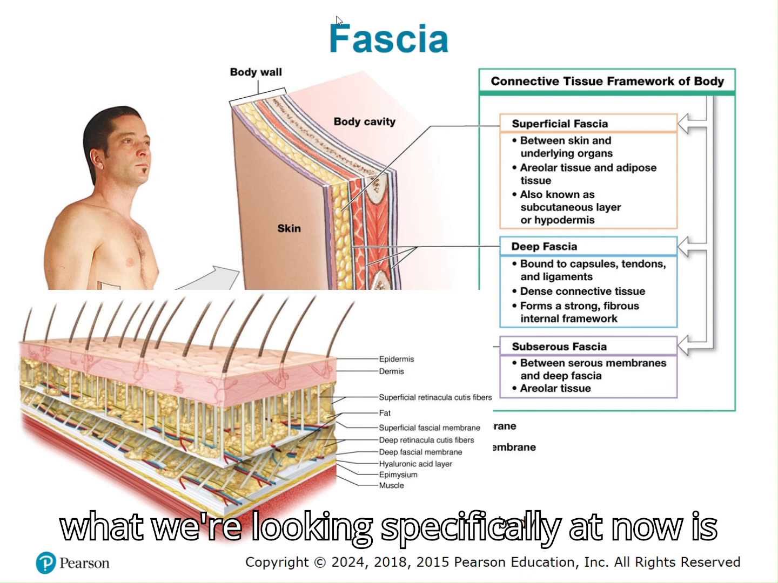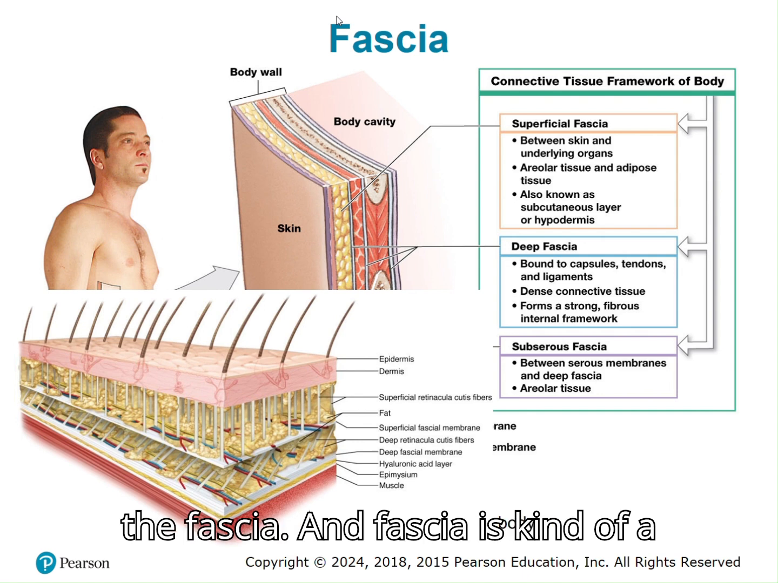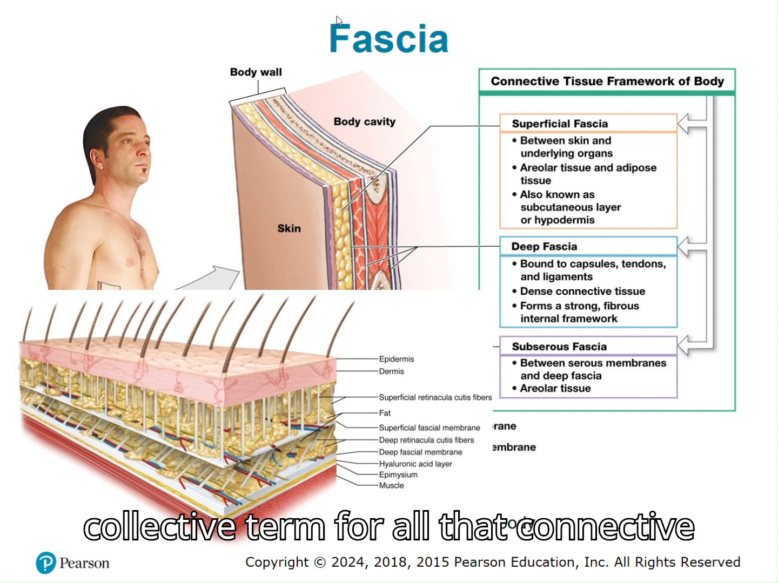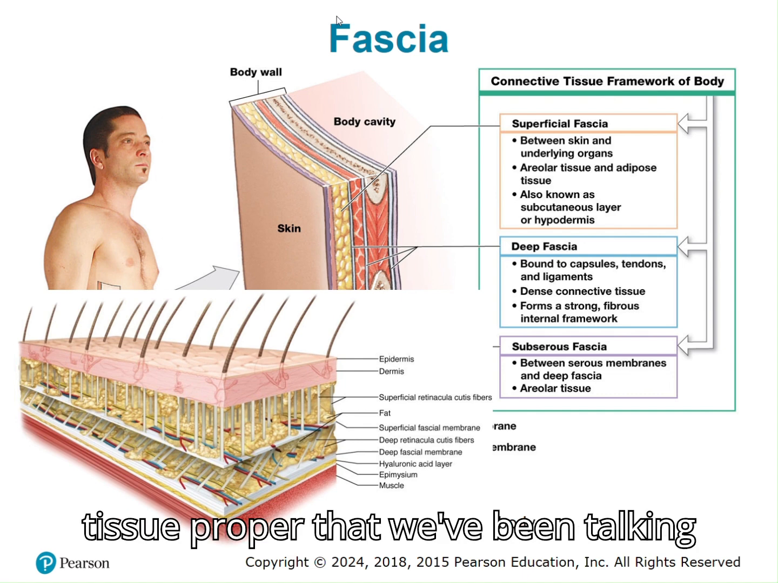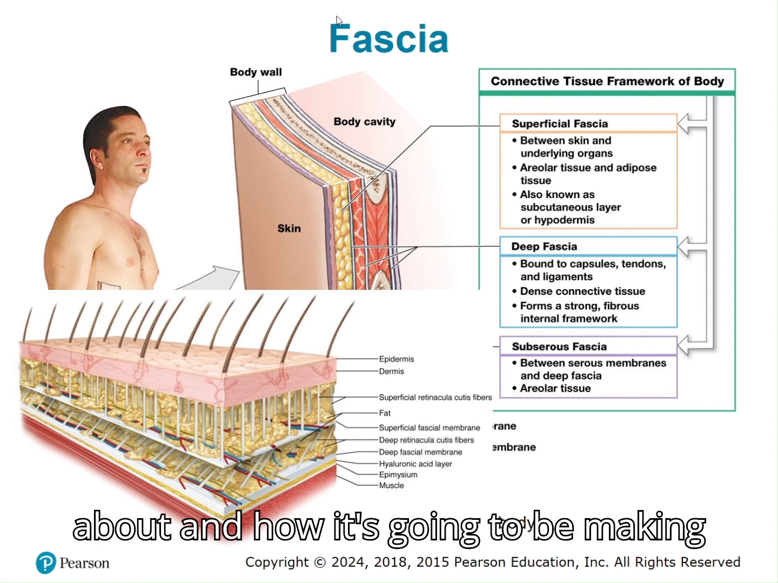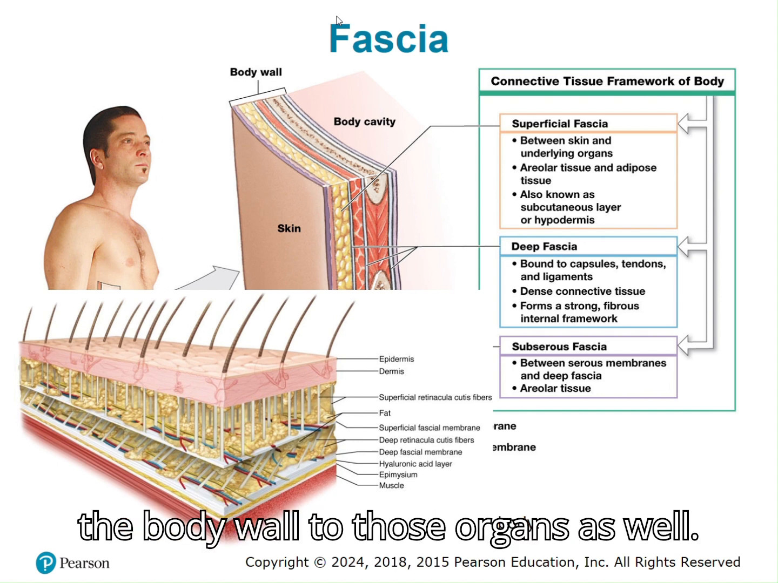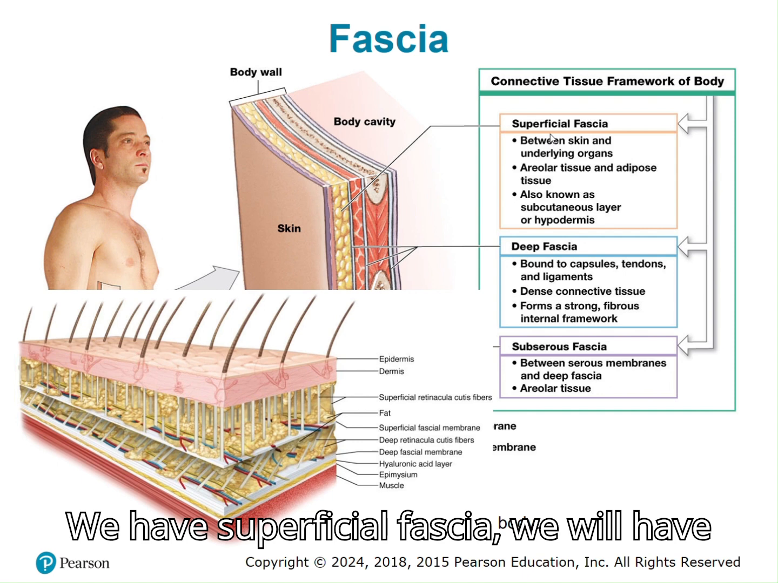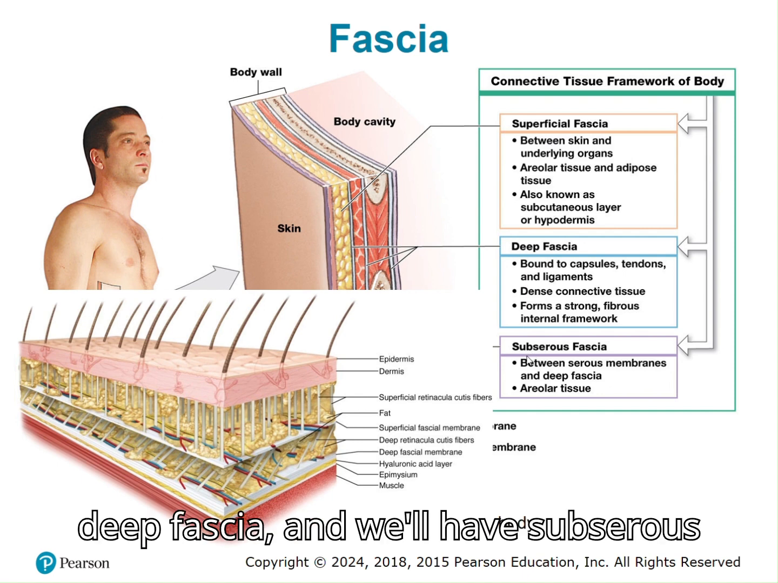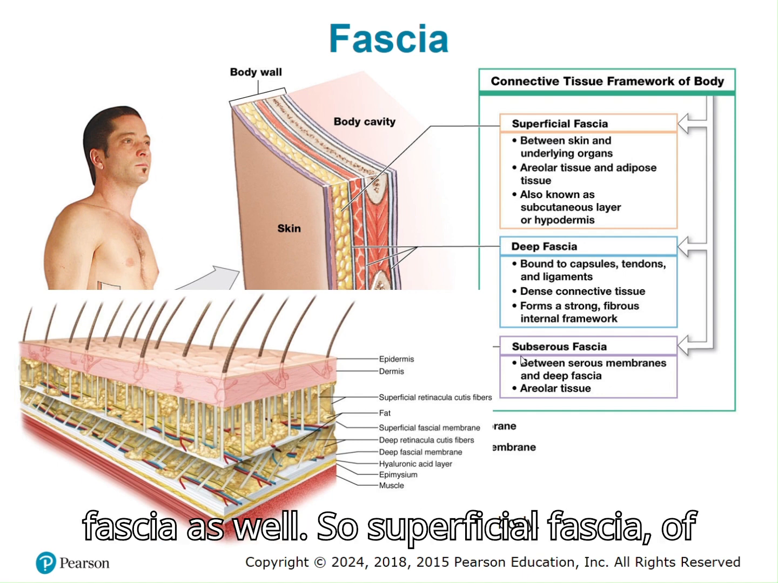So what we're looking specifically at now is the fascia. And fascia is kind of a collective term for all that connective tissue proper that we've been talking about and how it's going to be making connections between those organs and from the body wall to those organs as well. We have superficial fascia, we will have deep fascia, and we'll have subserous fascia as well.